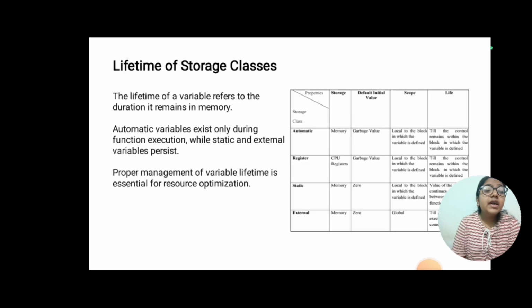Now, let us know the lifetime of storage classes. The lifetime of a variable refers to the duration it remains in memory. Automatic variables exist only during function execution, while static and external variables persist. Proper management of variable lifetime is essential for resource optimization.